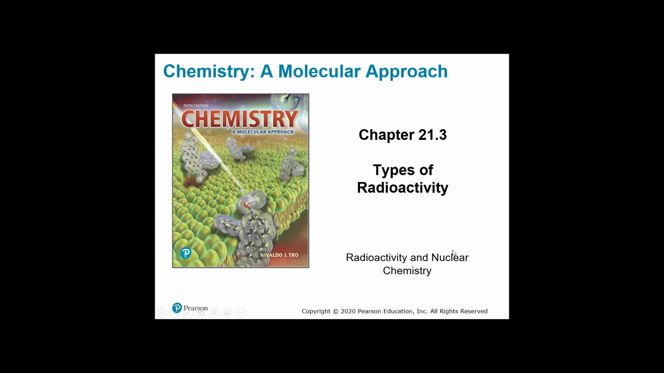Hi class, we're on 21.3 and this is types of radioactivity. It has a lot of slides to it. Most of them are examples of problems, so I try to give as many examples as I had.